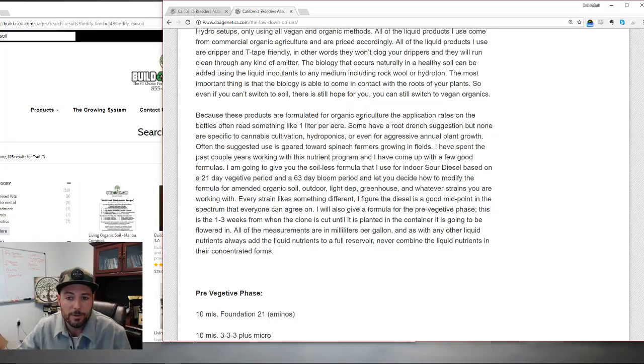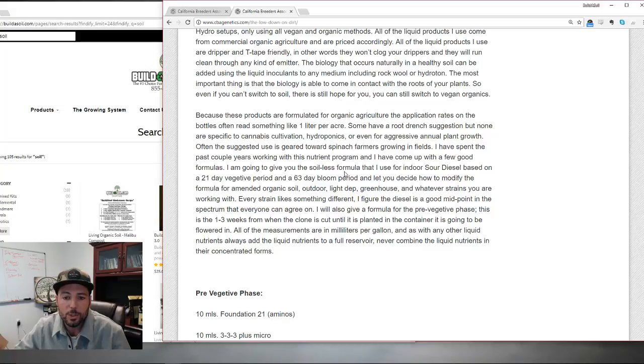Because these products are formulated for organic agriculture, the application rates on bottles often read like something about a liter per acre. Some have a root drench suggestion, but none are specific to cannabis, hydroponics, or even for aggressive annual plant growth. Often the suggested use is geared towards spinach farmers growing in the fields. I've spent the past couple years working with this nutrient program and come up with a few good formulas.